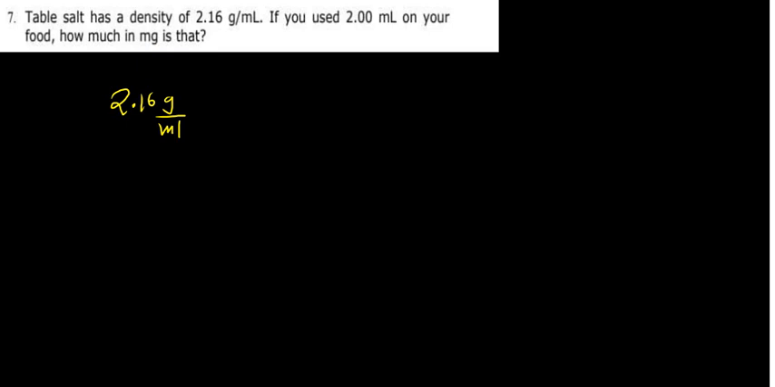And you know that a gram is bigger than a milligram. So in a gram we're going to put a 1 and then in milligram we'll put 10 to the power 3. So the gram will cancel with the gram there. So let's multiply 2.16 multiplied by 2 and then multiplied by 10 to the power 3. 10 to the power 3 is the same as 1000. So that is going to give us 4320 milligrams. So this is how many milligrams we consumed.